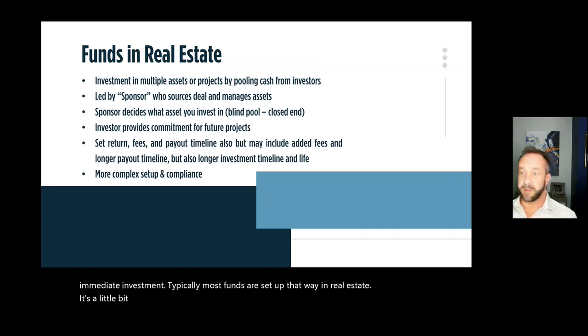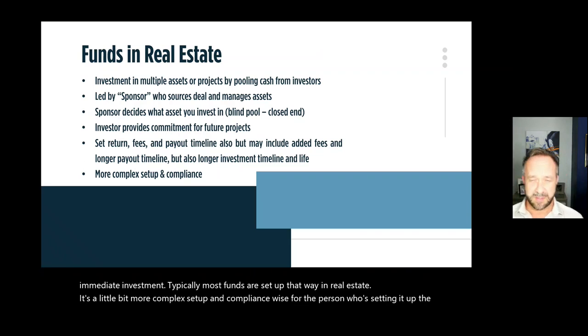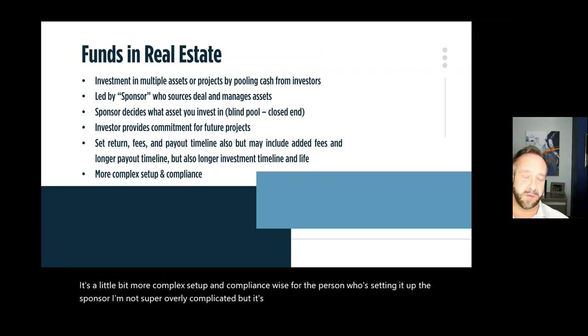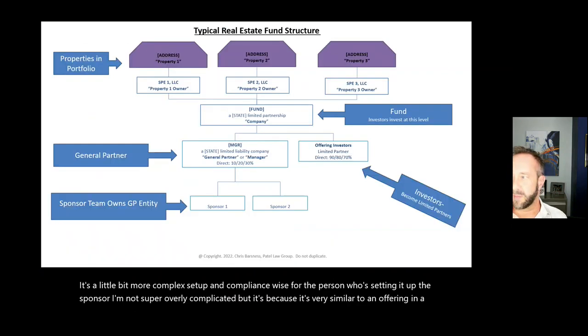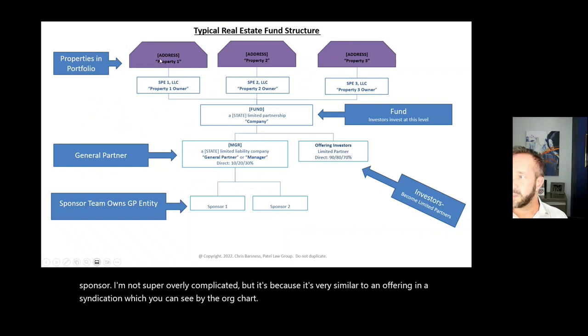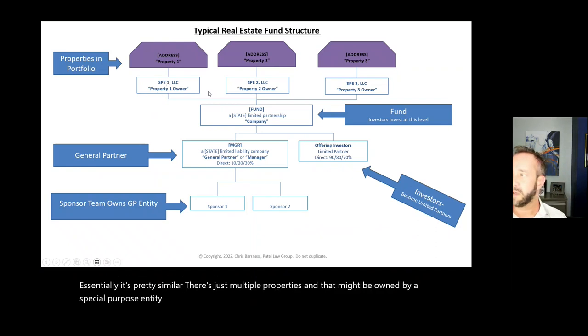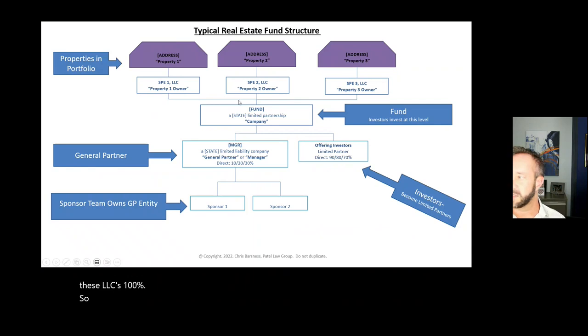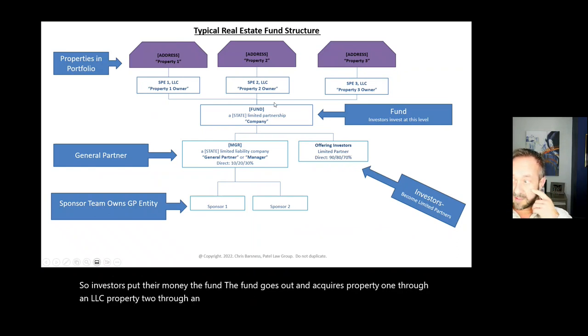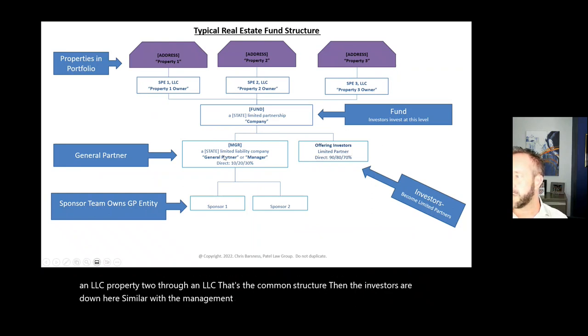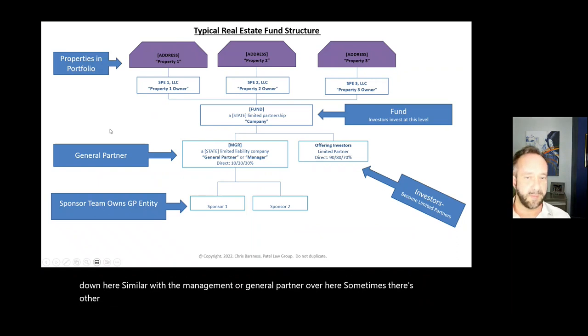It's a little bit more complex setup and compliance-wise for the person who's setting up the sponsor. Not super overly complicated, but it's very similar to an offering in a syndication, which you can see by the org chart. Essentially, it's pretty similar. There's just multiple properties. They might be owned by a special purpose entity, an LLC that owns the property, and then the fund itself owns each of the LLCs 100%. So investors put their money into the fund, which goes out and acquires property 1 through an LLC, property 2 through an LLC. That's the common structure. Then the investors are down here, similar, with a management or general partner over here. Sometimes there's other entities in here for an investment management entity or more complex structures, but this is just a very basic one.